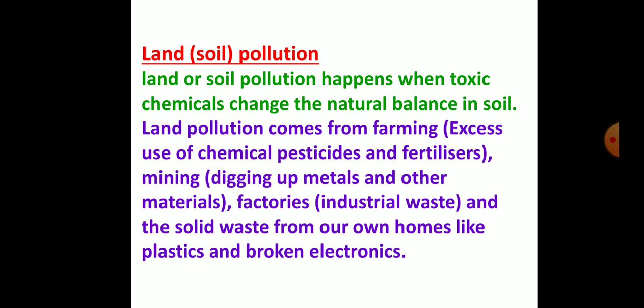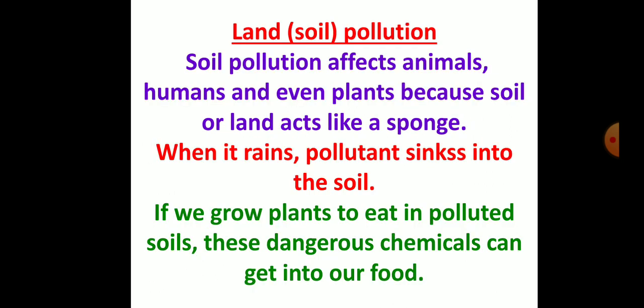Land pollution. Land pollution happens when toxic chemicals change the natural balance in soil. Land pollution comes from farming, that is excess use of chemical pesticides and fertilizers, mining, digging up metals and other materials, factories, that is industrial waste, and the solid waste from our own homes like plastics and broken electronics. Soil pollution affects animals, humans, and even plants because soil or land acts like a sponge. When it rains, pollutants sink into the soil. If we grow plants to eat in polluted soils, these dangerous chemicals can get into our food.